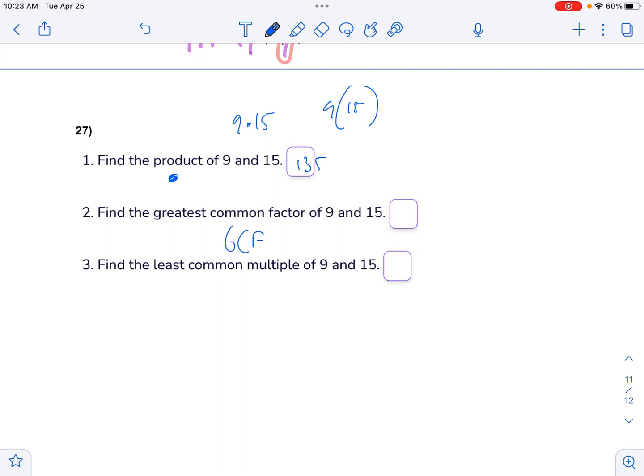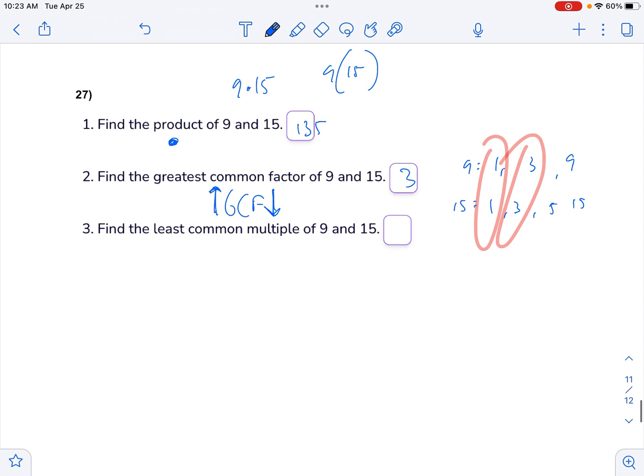Greatest common factor of 9 and 15. So I'm finding the greatest, the biggest factor. So let's do it. Factors of 9 are 1 and 9, and 3 times 3. Factors of 15, there's not a lot of them. 1 and 15, and 3 and 5. The common ones are 1 and 3, and that's it. So the greatest one of these is the 3.